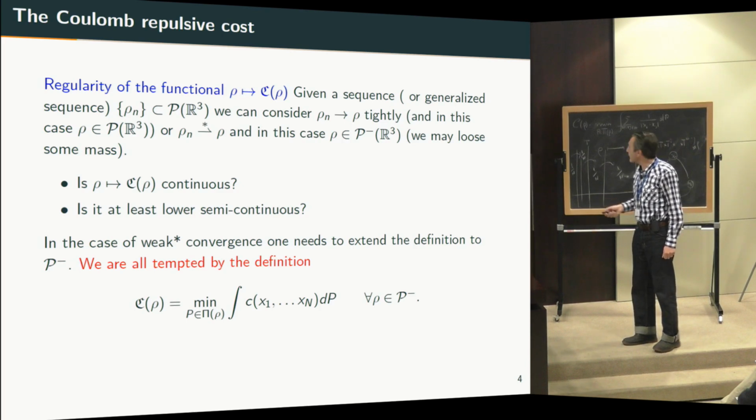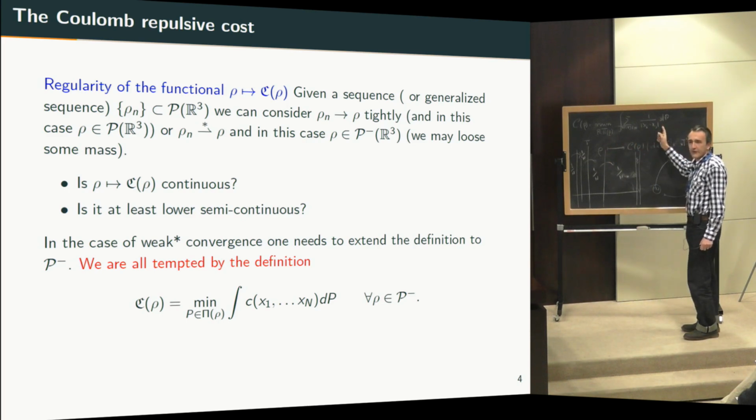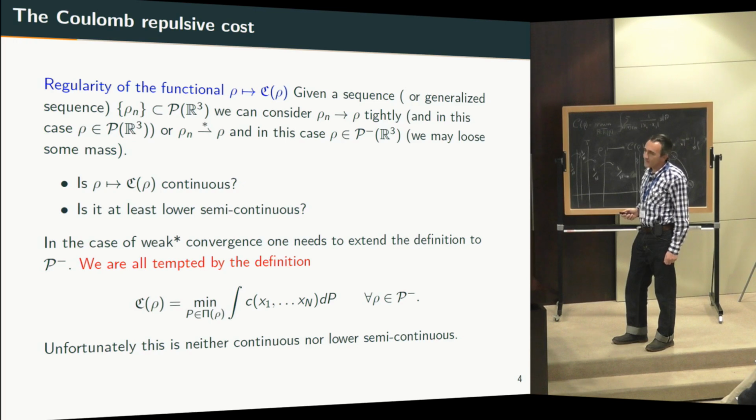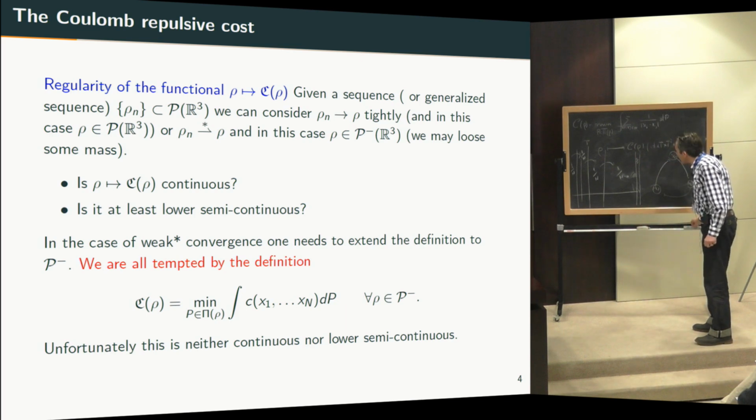Okay? If you have a sub-probability, you consider transport plans. They will have the same mass as rho. You consider the cost, and you minimize. And that's what we hoped to do for some time, but unfortunately this is not continuous and is not lower semi-continuous. Let me give you an example of why, what happens.